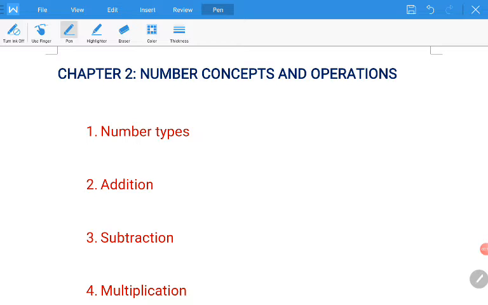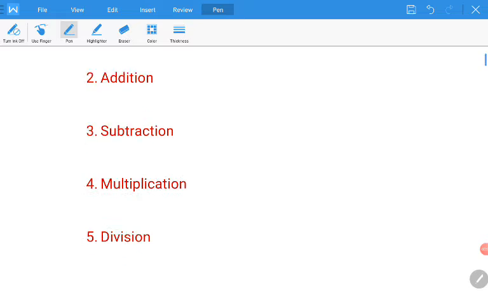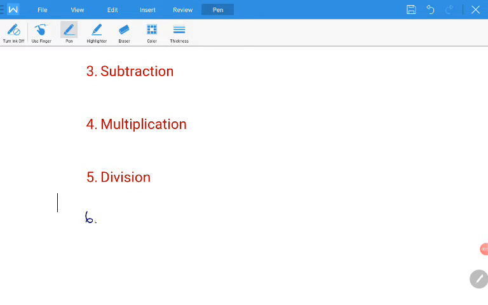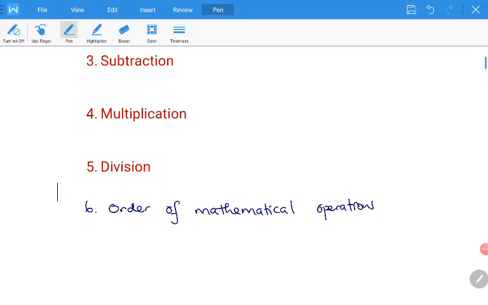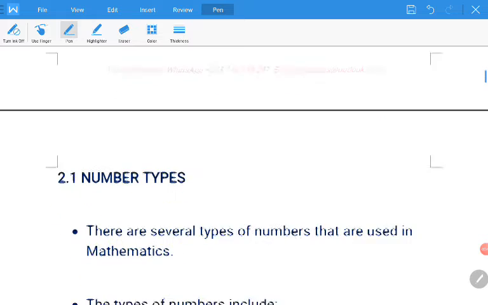In this topic, we are going to look at number types, addition, subtraction, multiplication, division, and there's a sixth thing that we are going to look at, which is the order of mathematical operations. Okay, so let's go on to look at number types.